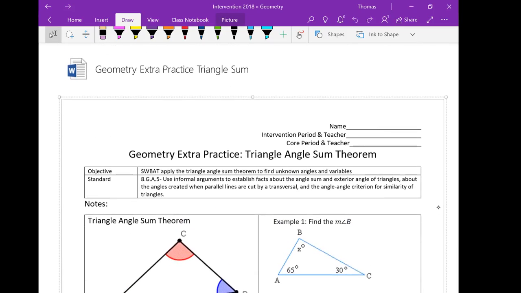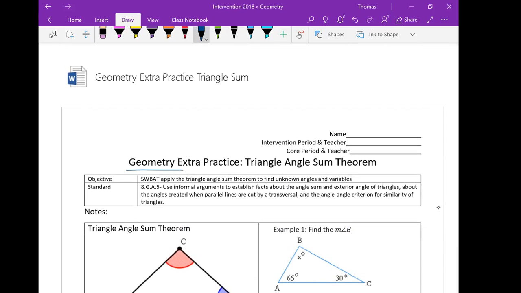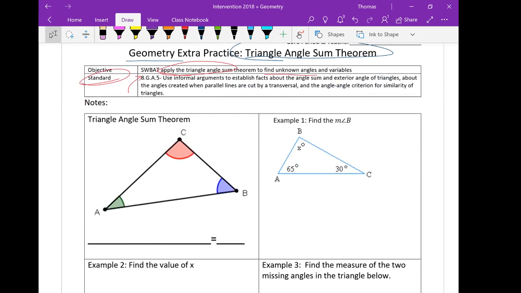Hey everyone, this is some geometry extra practice on the triangle angle sum theorem. So this will be something you're talking about in your geometry classes this week of October 1st. Our objective for this lesson is to apply this angle sum theorem to find unknown angles and variables. And here's a standard that we've been working with. This is something we should have seen maybe before in 8th grade, but if not, that's fine. We're going to go through it right now.